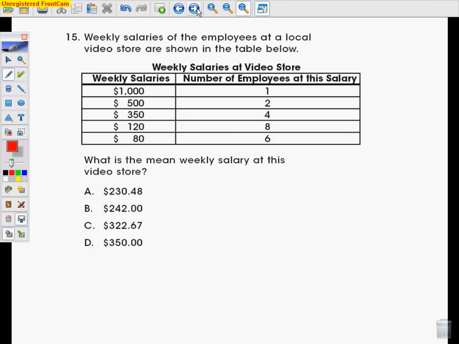Alright, number 15, weekly salaries of the employees at a local video store are shown in the table. What is the mean weekly salary at this video store? Remember, to find mean is the same thing as average. And you find the mean or average by taking the sum and dividing by the number of total entries. Now, in this problem, you have 1 person making 1,000, you have 2 people making 500, you have 4 people making 350, you have 8 people making 120, and you have 6 people making 80.